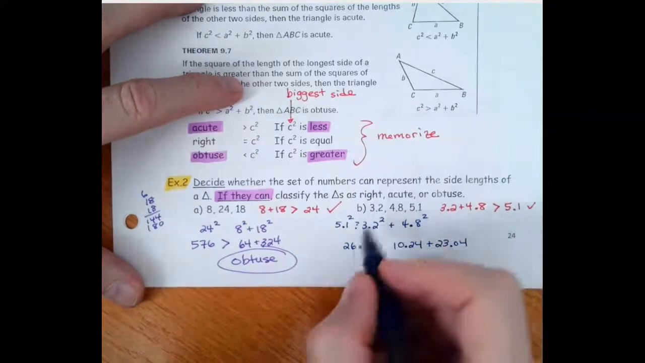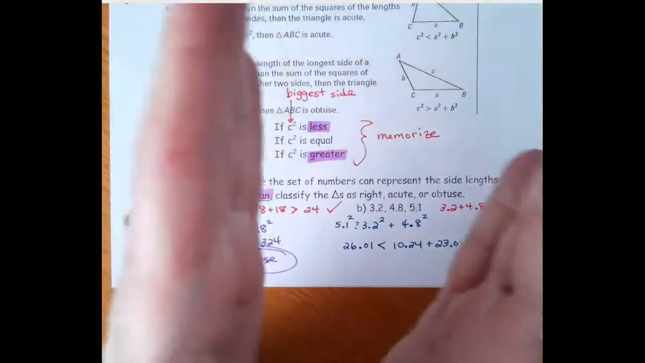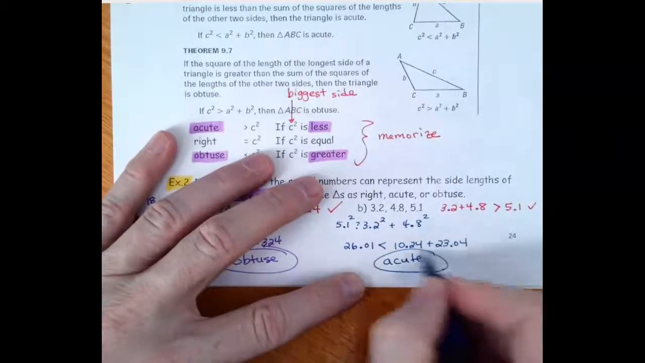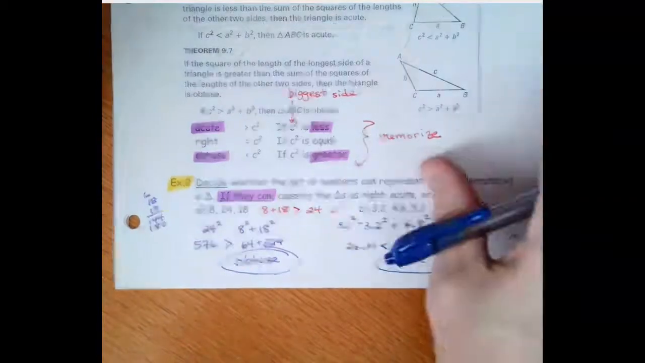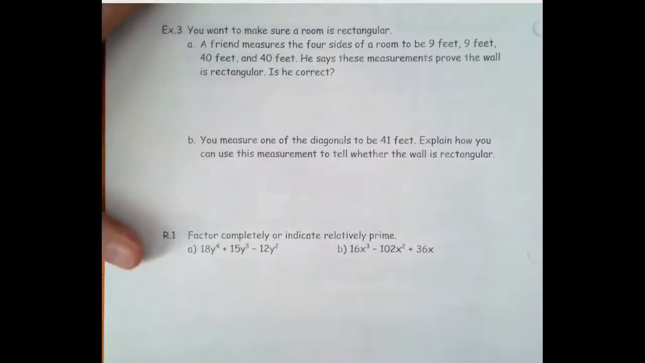So here the bigger side squared is less. The bigger side squared is less. So that's an acute triangle. Okay, acute triangle. Alright, so let's try to move through this pretty quickly and wrap this up.